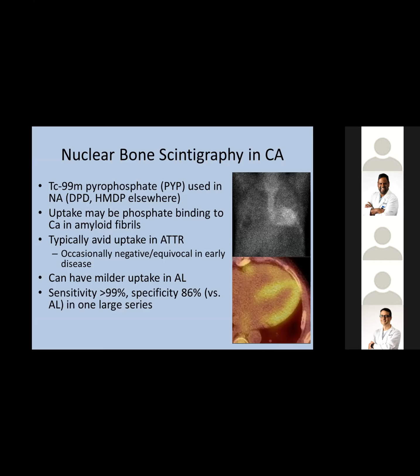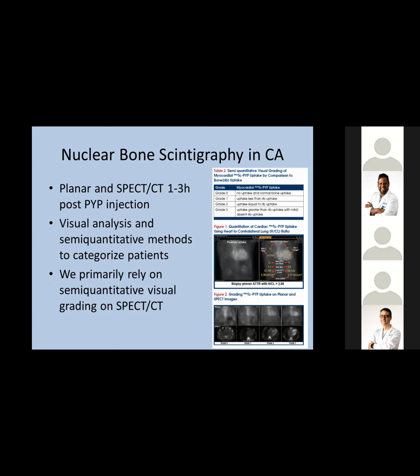It's very high sensitivity, and the specificity is also fairly high, but its limitation is confounding with light chain. So that being said, it's still a very useful test because we can clarify with labs which subtype we have. So there are a number of different ways of doing this. Most places do planar and SPECT CT imaging.